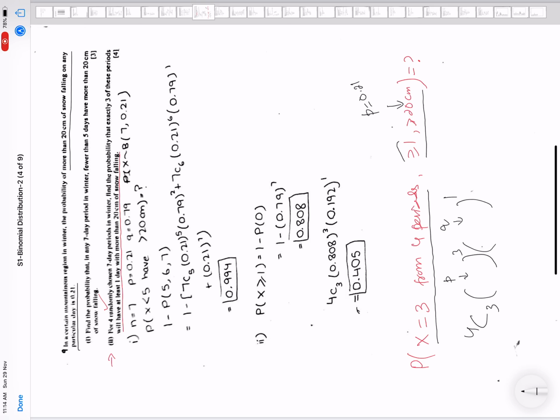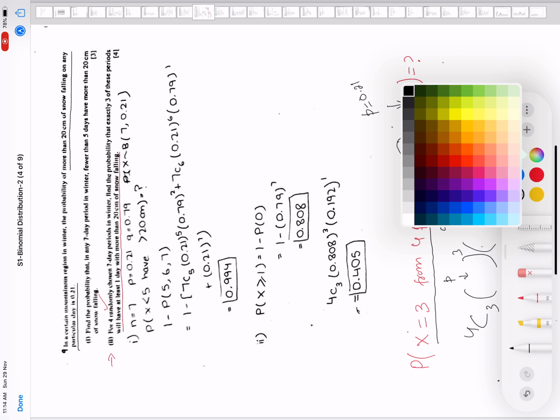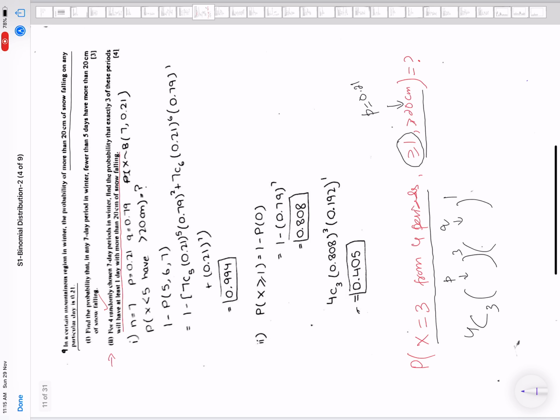And we need at least one day. So we just need to calculate this probability. At least 1 is calculated like this: it will be 1 minus q to the power n. In the first question, there were 7 periods, and it's mentioned here as well, 7 a day. So 7, and this 7 is for model 1. And P is 0.21, and here we write Q basically, so it should be 0.79.